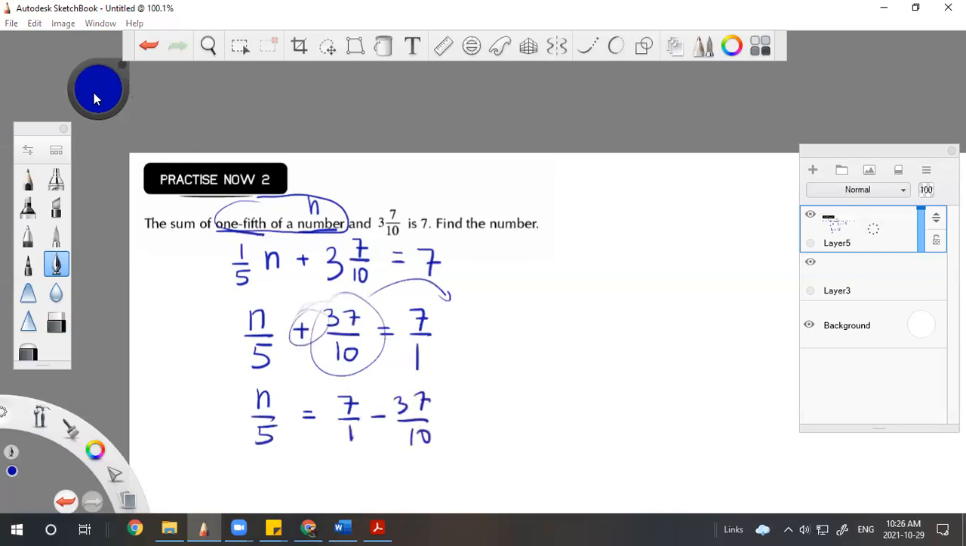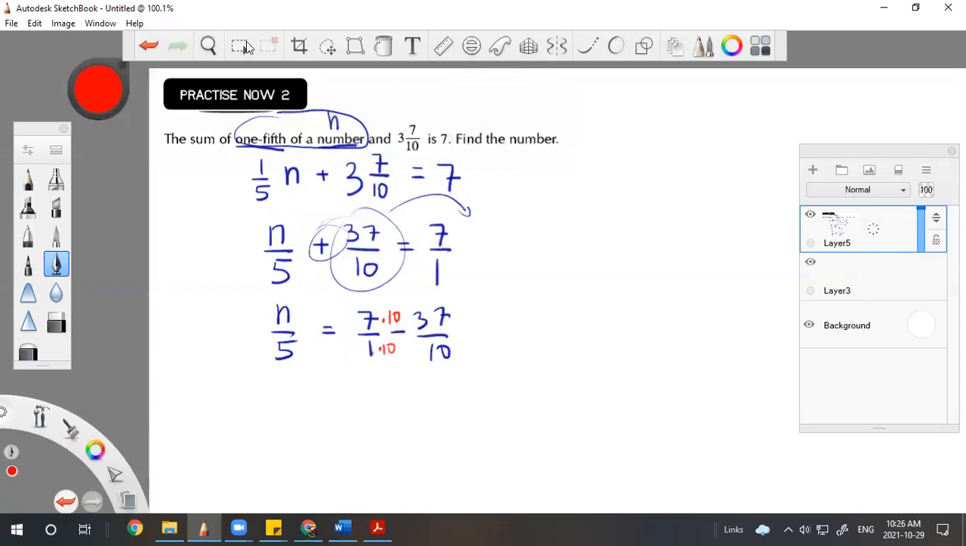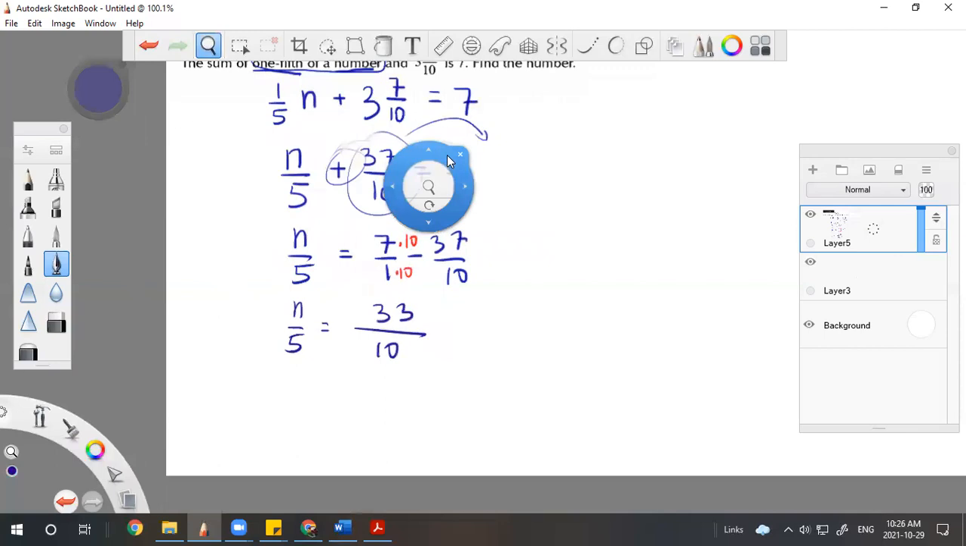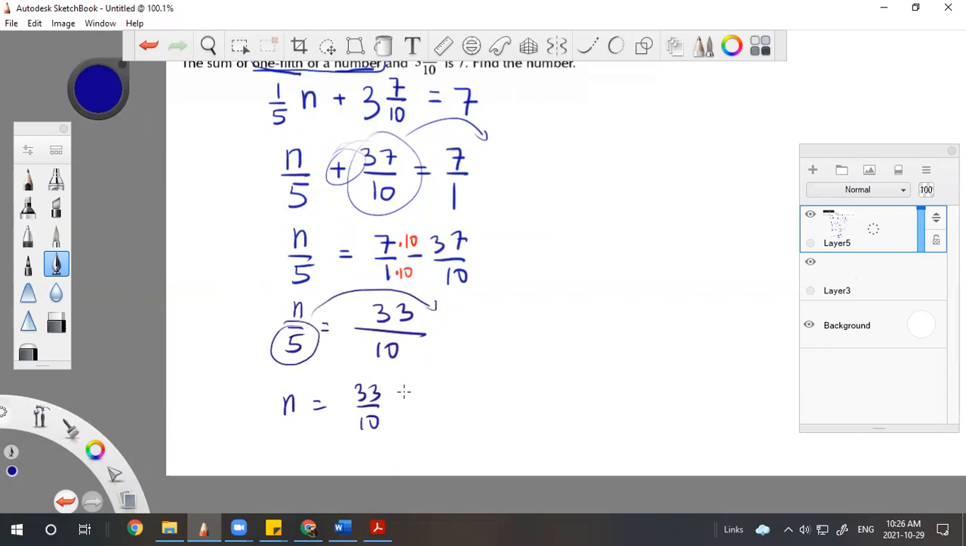Subtract 37/10. Use the regular way. Times 10 to make the denominator equal. So n over 5 equals 70 minus 37 over 10, which is 33. So what next? n over 5 equals 33/10. You divide by 5 on the left side, so on the right side you have to multiply. Times 2, so n will be 33/2.